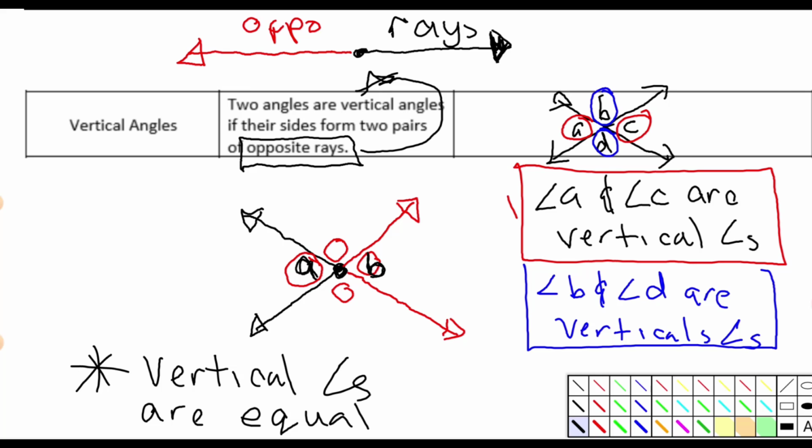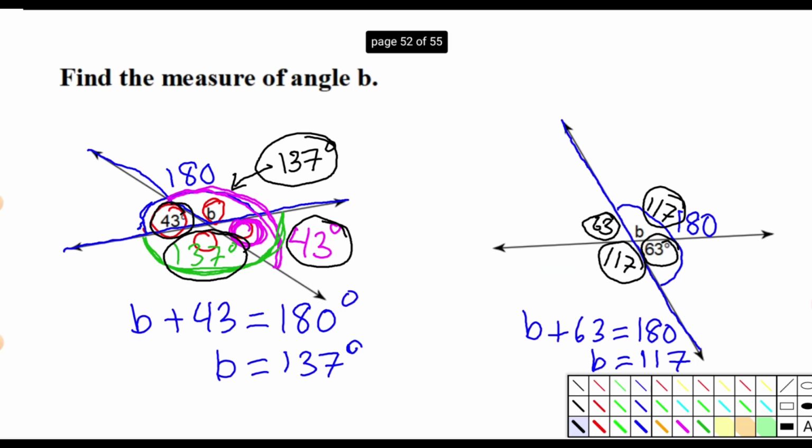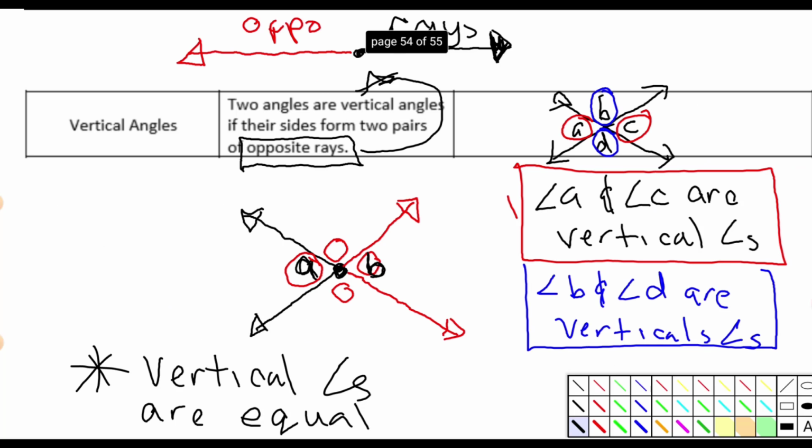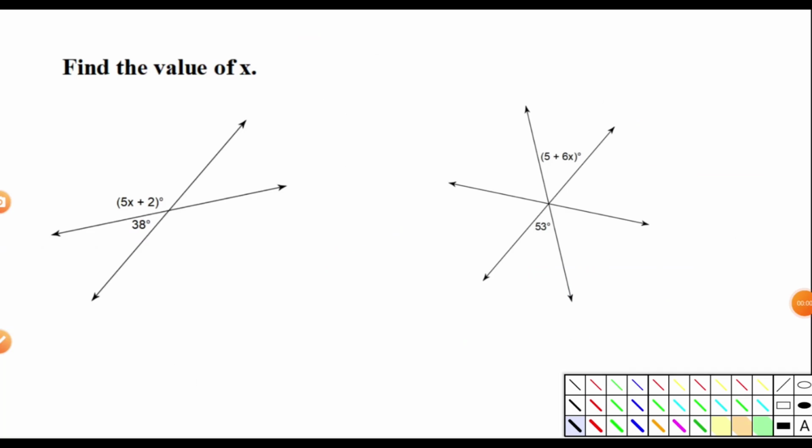So recall what we just said right now, linear pairs we learned from earlier. We know linear pairs are supplementary, so if they form a line, they have to add up to 180. And if they're across from each other, if they're vertical angles, they're going to be equal to each other. All right, so let's try some algebra problems.